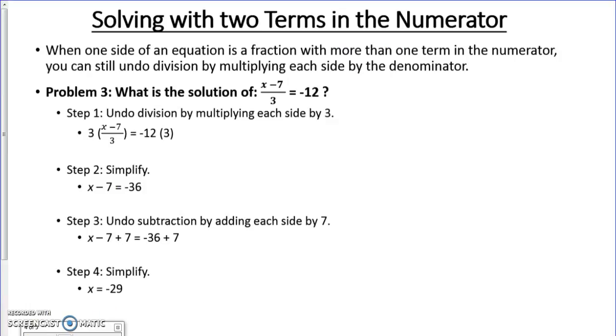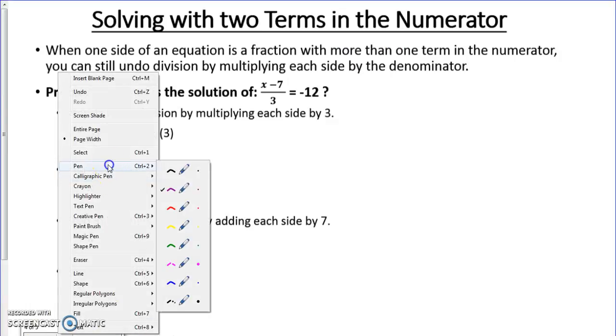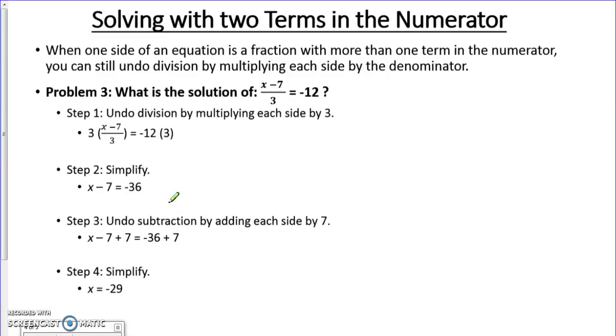Solving with two terms in the numerator. When one side of an equation is a fraction with more than one term in the numerator, you can still undo division by multiplying each side by the denominator. Now pay attention. When one side of the equation is a fraction with more than one term in the numerator, you can undo division by multiplying each side by the denominator. So here we have, what is the solution of x minus 7 all over 3 equals negative 12? This is where we're solving with two terms in the numerator.